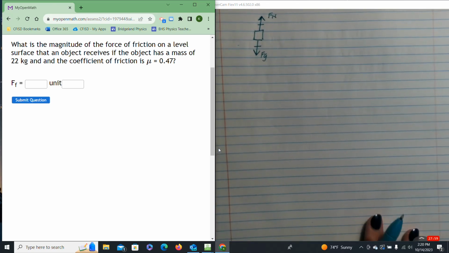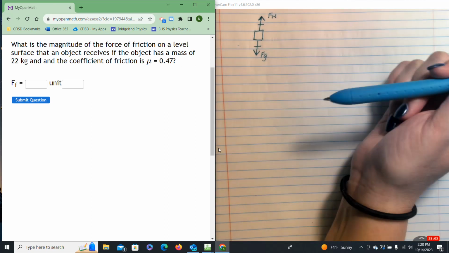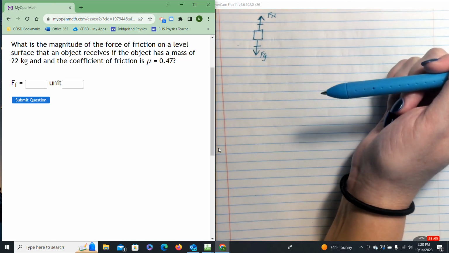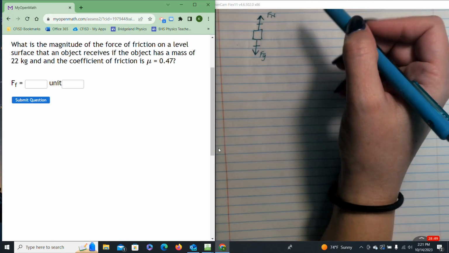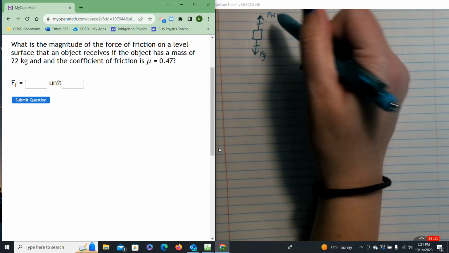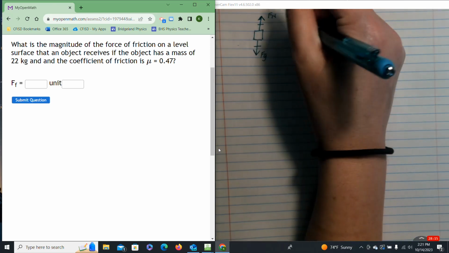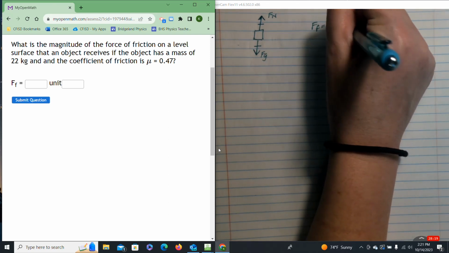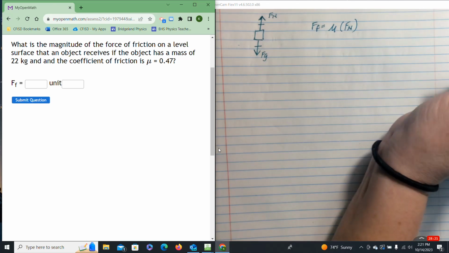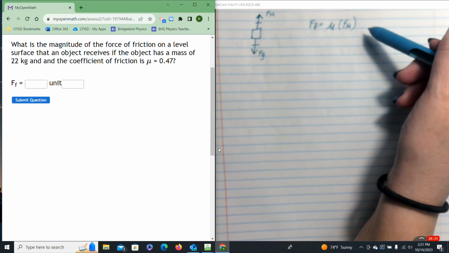So this is really just asking us what the maximum amount of friction the surface would have is. Like, how hard would you be able to push to get it to move? Which we haven't really gone into yet, but that's okay. You can answer this regardless of whether or not you understand that concept. Because, again, our formula for force of friction is mu times Fn. So we don't have to actually know how hard we're pushing in order to solve for this.